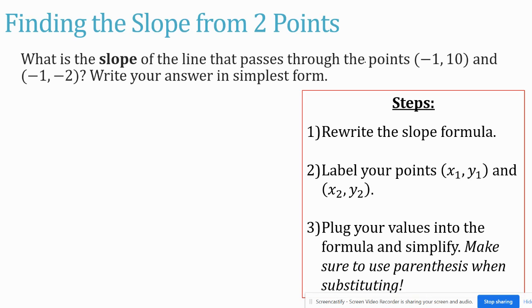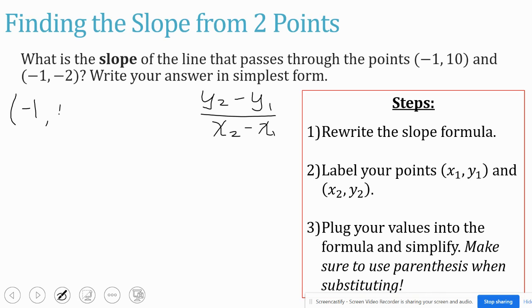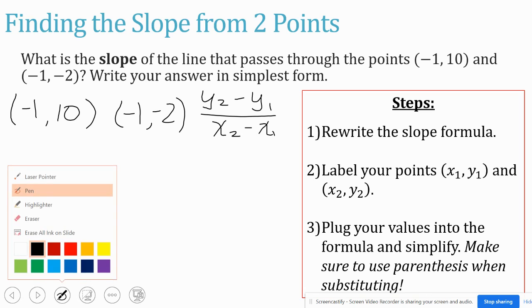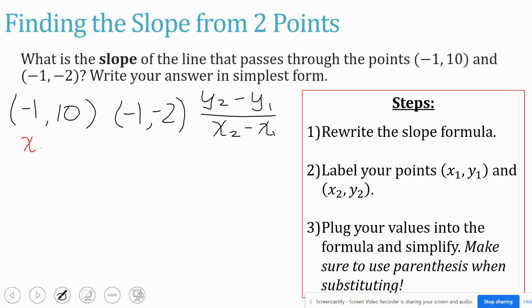What is the slope of the line that passes through the points -1, 10, and -1, -2? So I'm going to go ahead and rewrite that formula, because I want to have it memorized as soon as possible. Change in y over change in x. I'm going to rewrite my points, and I'm going to label them. Super important to label these. So x1, x2, y1, y2. Make sure those numbers are together.